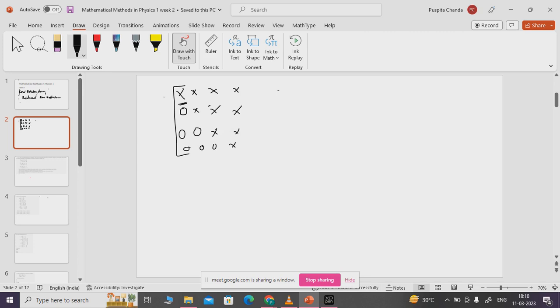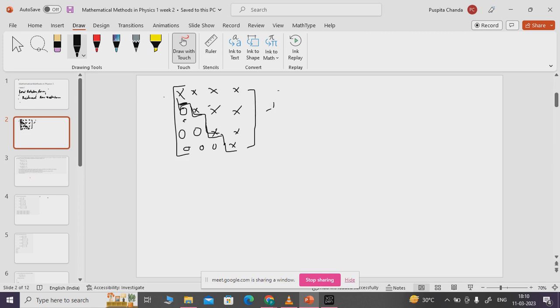For first row, first element will be non-zero. For second row, the second element will be non-zero. For third row, third element will be non-zero. For fourth row, fourth element will be non-zero, and so on. It will be a form of stair. Echelon means stair. So this is called row echelon form.